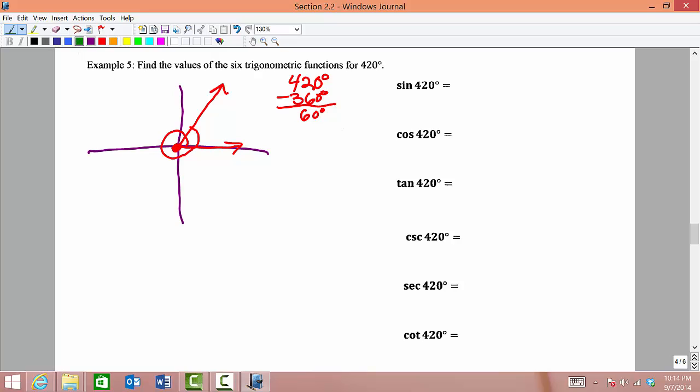We can tell that since we went one complete rotation and 60 degrees more, without any calculations to determine my reference angle, we can just tell that it's 60 degrees. So we know that our reference angle is 60 degrees, and we also know that we are in quadrant 1, which tells me that all of my trig functions should be positive.